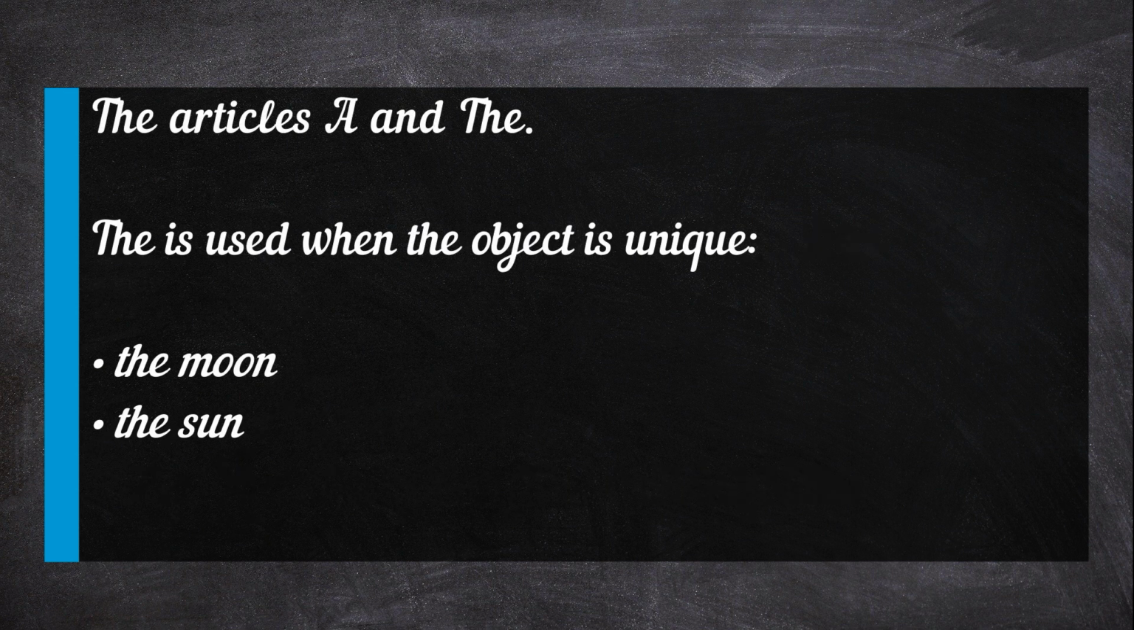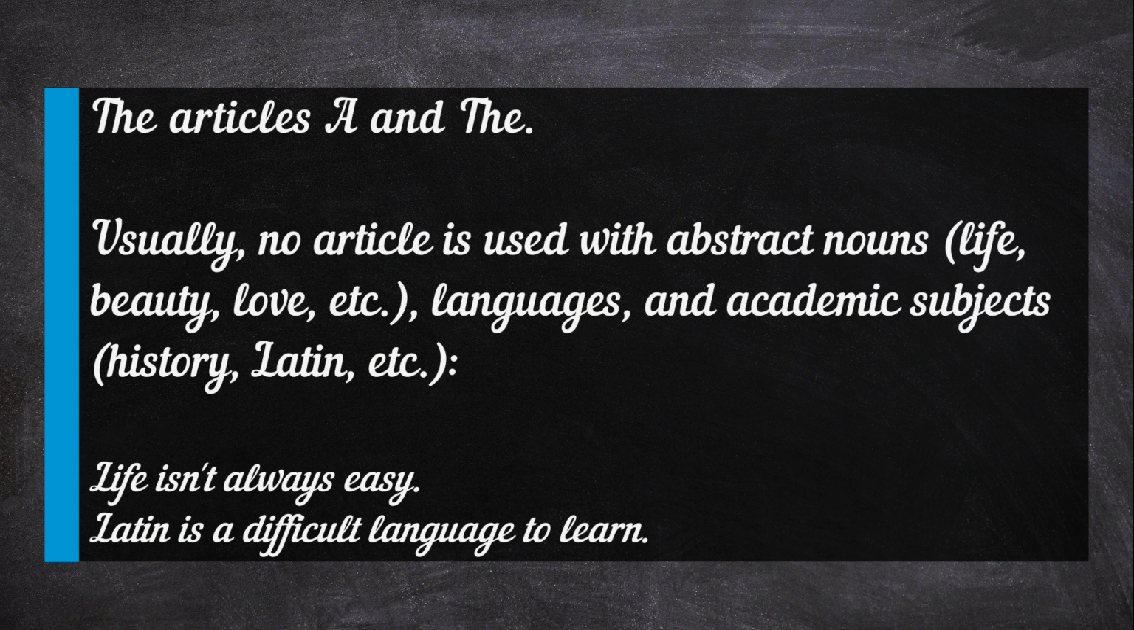The is used when the object is unique. The moon. The sun. Usually, no article is used with abstract nouns, life, beauty, love, etc., languages, and academic subjects, history, Latin, etc. Life isn't always easy. Latin is a difficult language to learn.